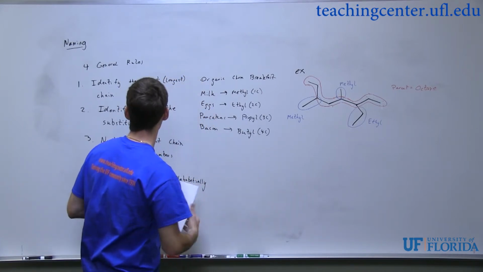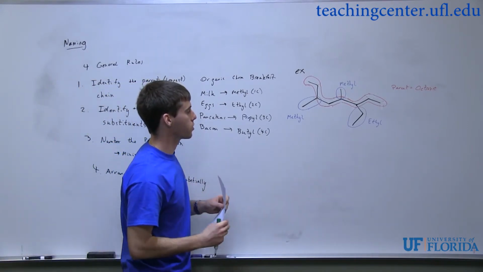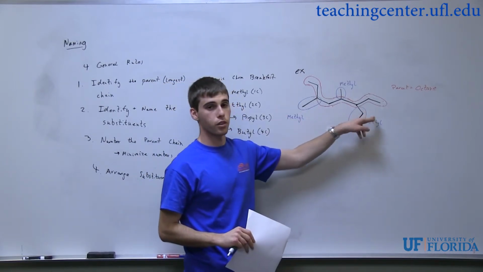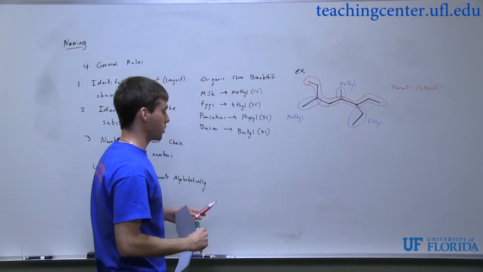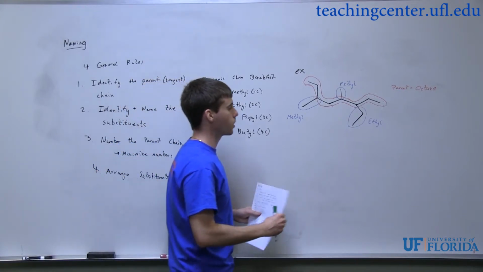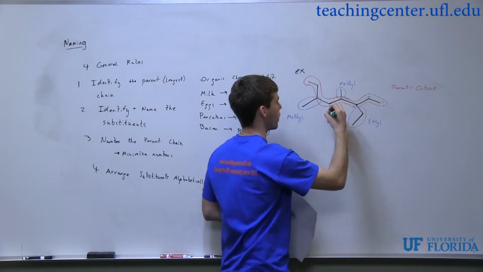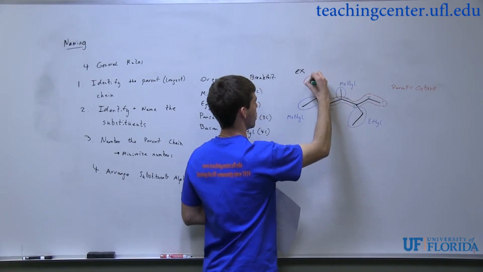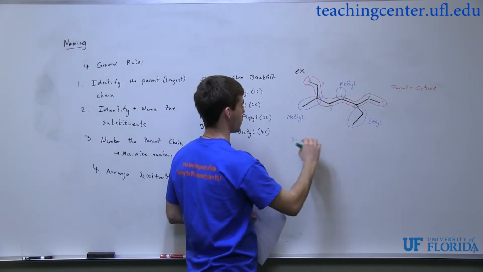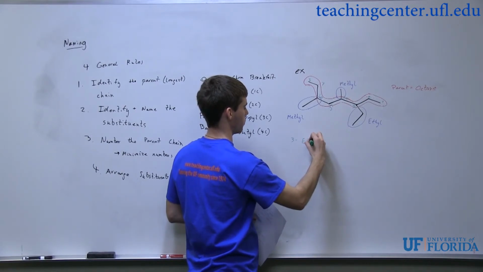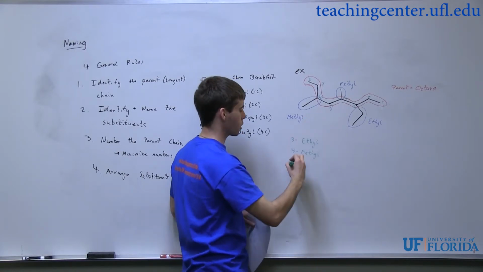Now we've got 1 and 2 down, so now we have to number the parent chain. We want to minimize the numbers. We have 2 ways we can do this. We can start numbering from up here, or we can start numbering from here. I'll do this again in 2 different colors, green and blue. Let's say I start from here: 1, 2, 3, 4, 5, 6, 7, 8. If I go with the green number system, I have 3 ethyl, 4 methyl, and 6 methyl.